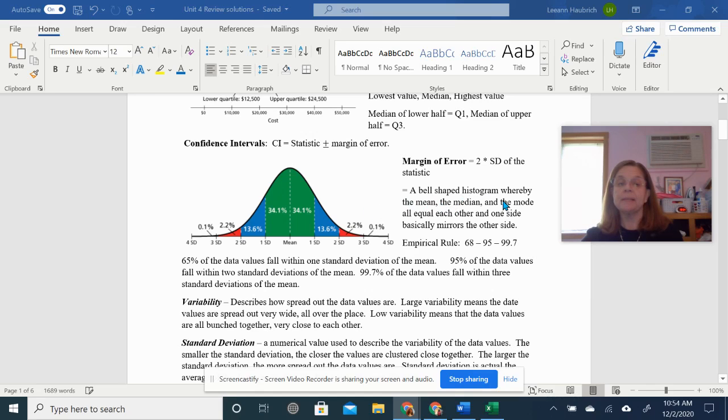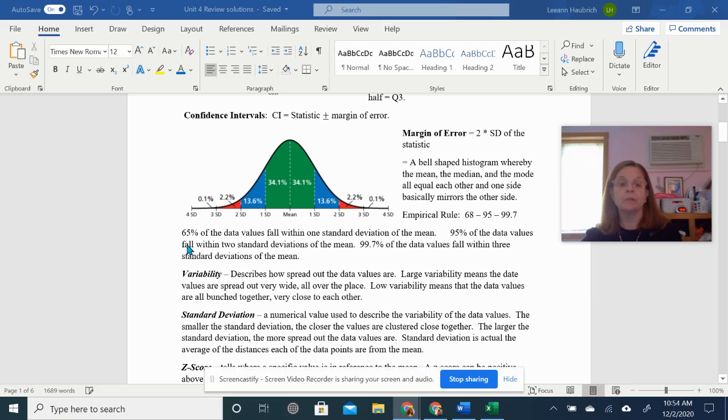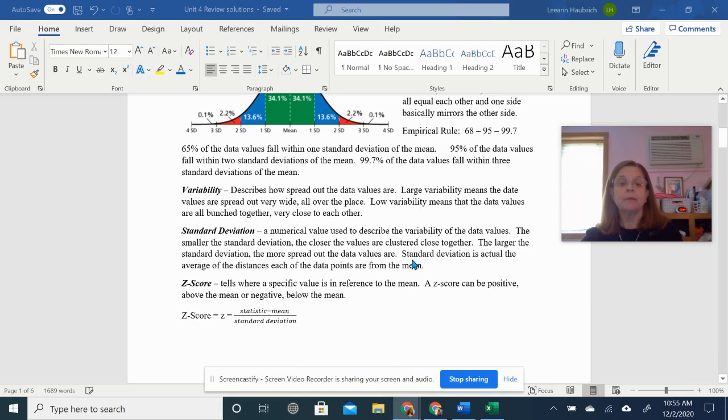A bell-shaped histogram whereby the mean, the median, and the mode all equal each other and basically mirror each other is called a normal distribution. So notice 68% of the data values fall within 1 standard deviation, 95% fall within 2, and 99.7% fall within 3. Now, variability and standard deviation and how they are related.